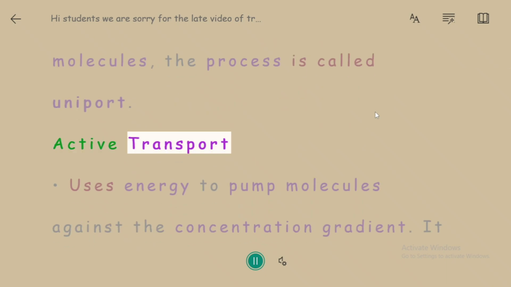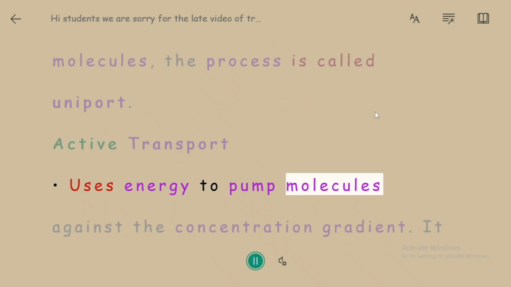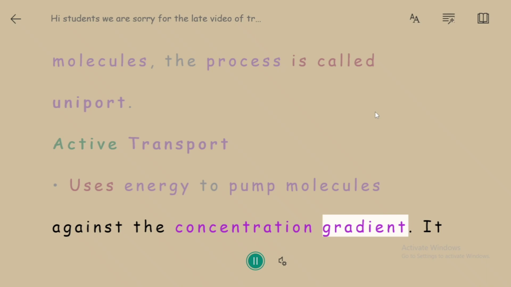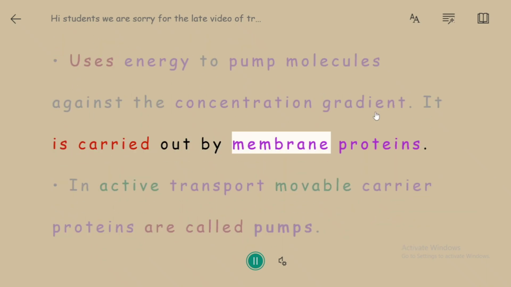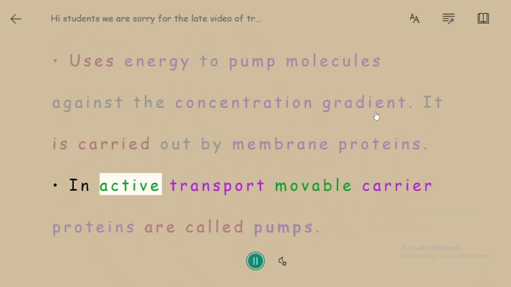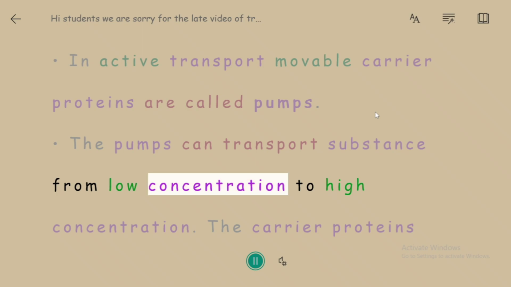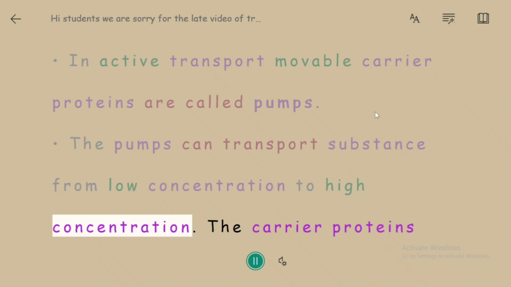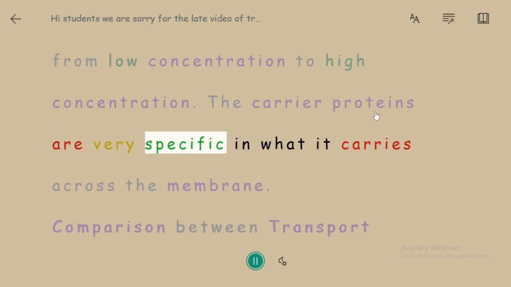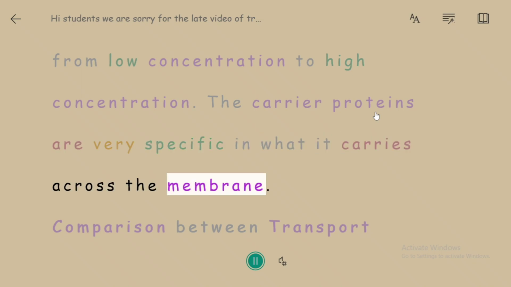Active transport. It uses energy to pump molecules against the concentration gradient. It is carried out by membrane proteins. In active transport, movable carrier proteins are called pumps. The pumps can transport substances from low concentration to high concentration. The carrier proteins are very specific in what they carry across the membrane.